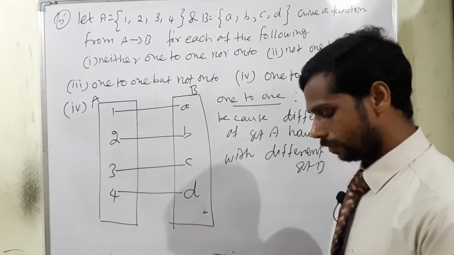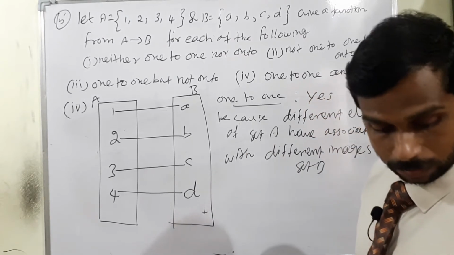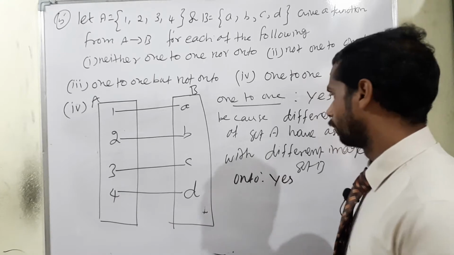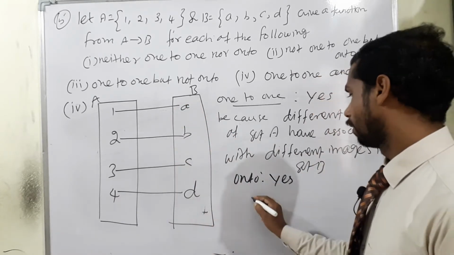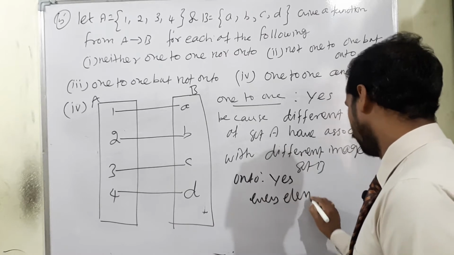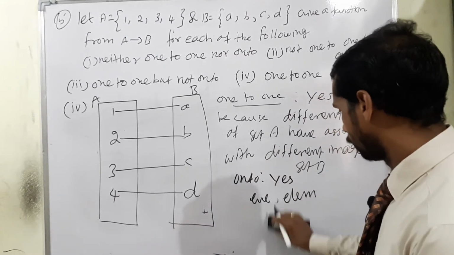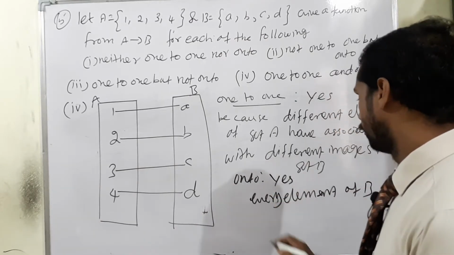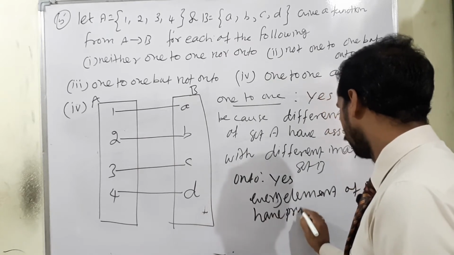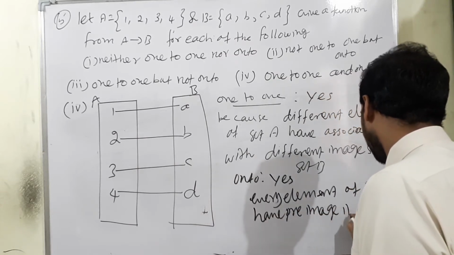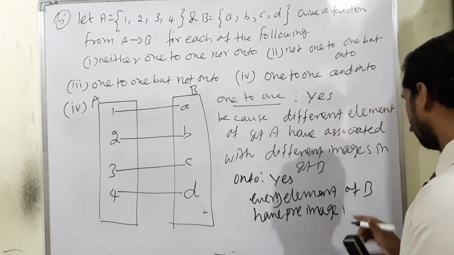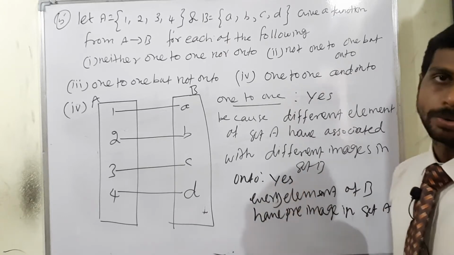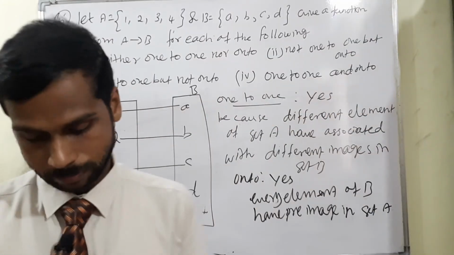Next condition: onto. Yes, it is onto, because every element of B has a pre-image in set A. That's why we are saying it is onto also. Okay, I will continue with the next question.